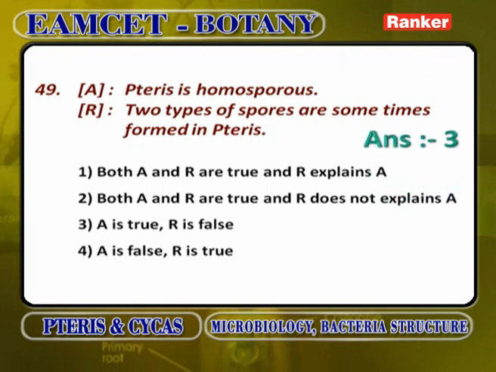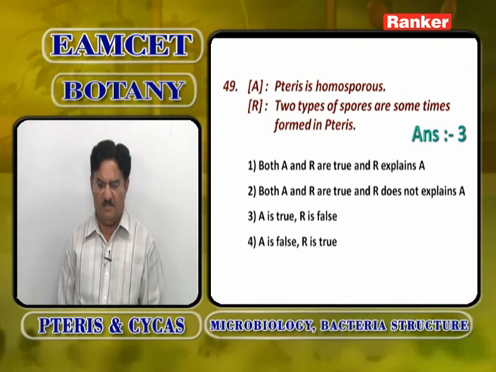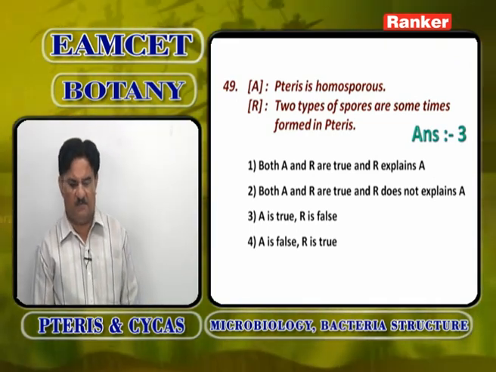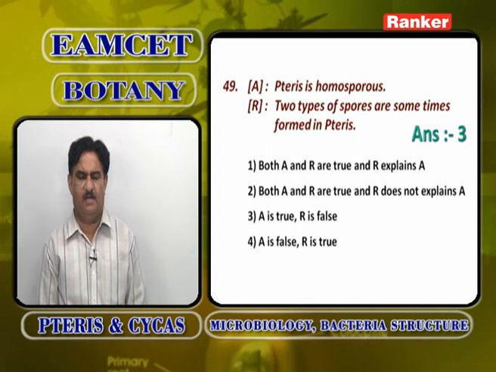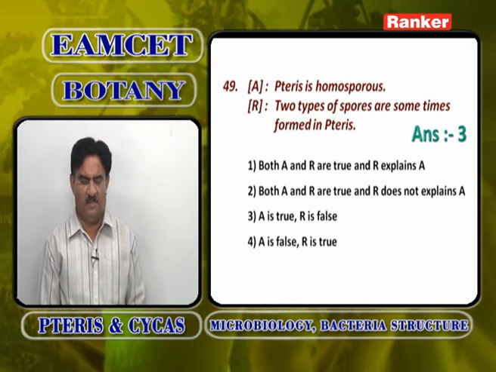Now, Pteris is homosporous. Definitely Pteris is homosporous because all the spores are of single type. That is why each spore germinates and gives rise to monoecious prothallus. That means prothallus showing male antheridium and female archegonium in the same prothallus. Two types of spores are sometimes formed in Pteris. Pteris absolutely does not produce two types of spores. So, A is correct, R is false, first option.